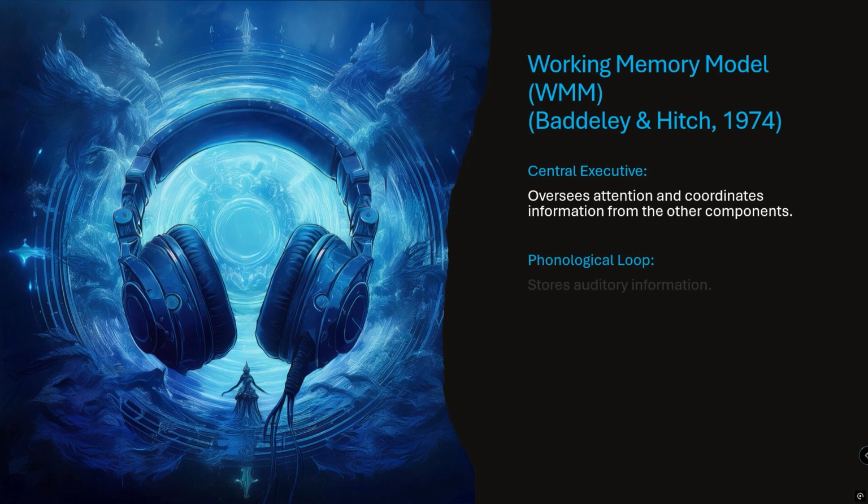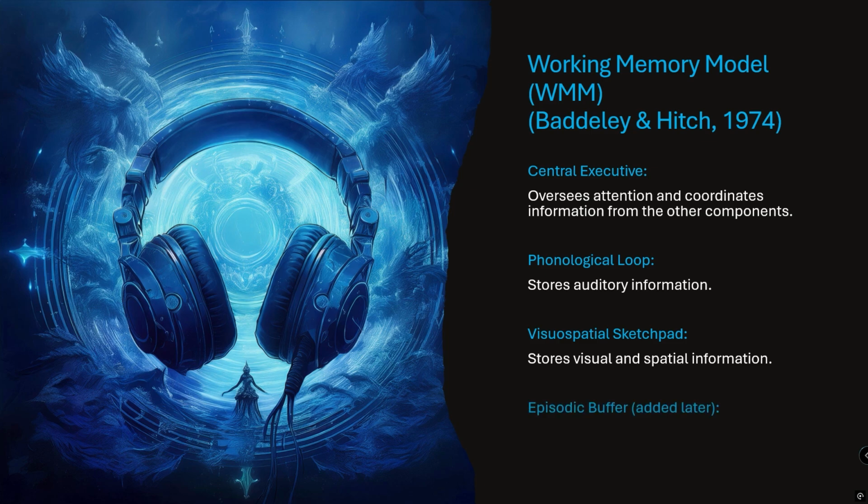Our phonological loop stores auditory information, so anything to do with sound. Our visual spatial sketchpad deals with visual and spatial information, so if we need to navigate somewhere. And our episodic buffer, which was added later, so this wasn't in the original working memory model. The episodic buffer integrates information from different sources into a coherent episode. So it can take visual information, spatial information, alongside auditory information to create an episode. And through that episode, that is then within our episodic buffer.